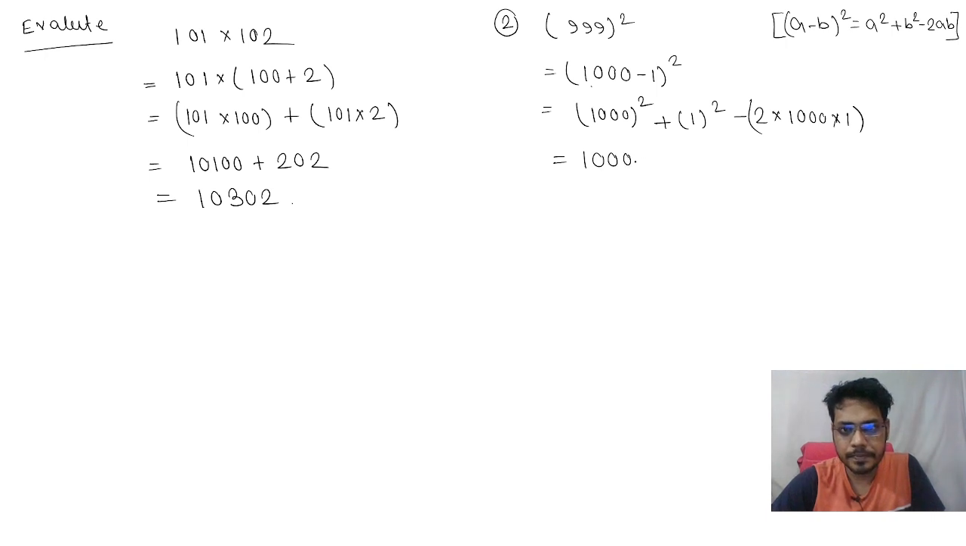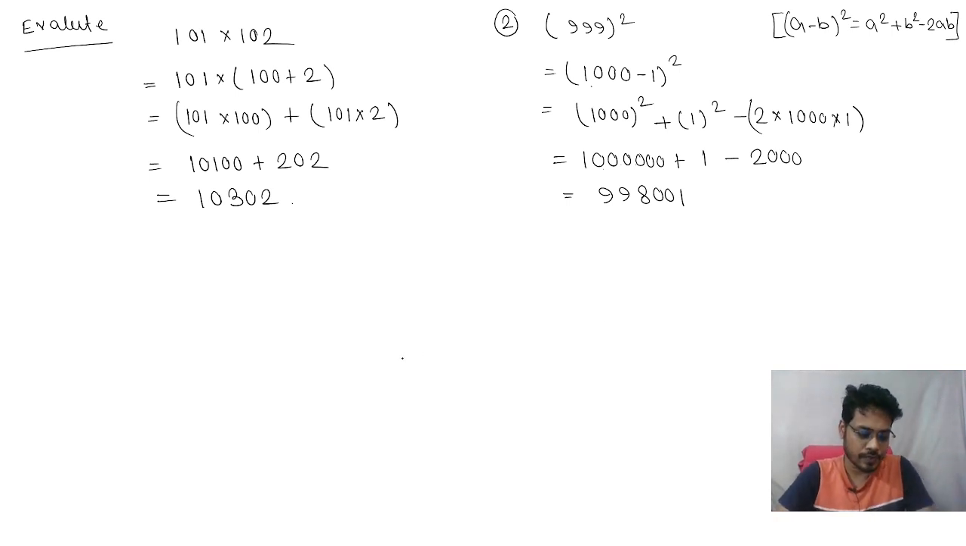That means it will be 10 lakh plus 1 minus 2000. That will be 998001. That will be the answer of this one.